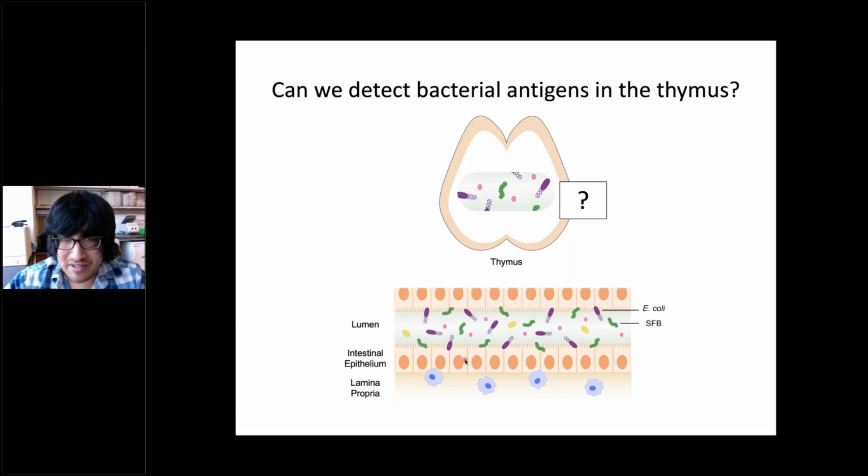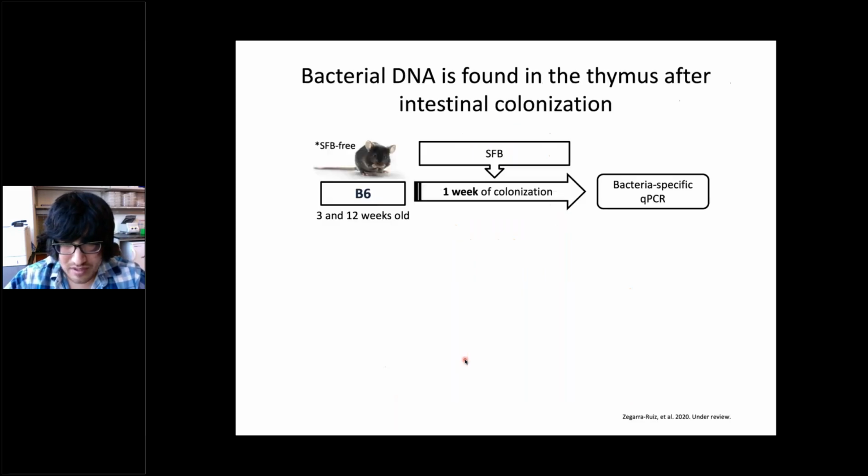However, the question now remains: if we find these SFB-specific T cells in the thymus, are we able to see or to find bacterial antigens as well? So for this, using a similar approach as before, we colonize SFB-free mice at 3 and 12 weeks old, so young and adult. And instead of colonizing for 2 weeks, we colonize for 1 week.